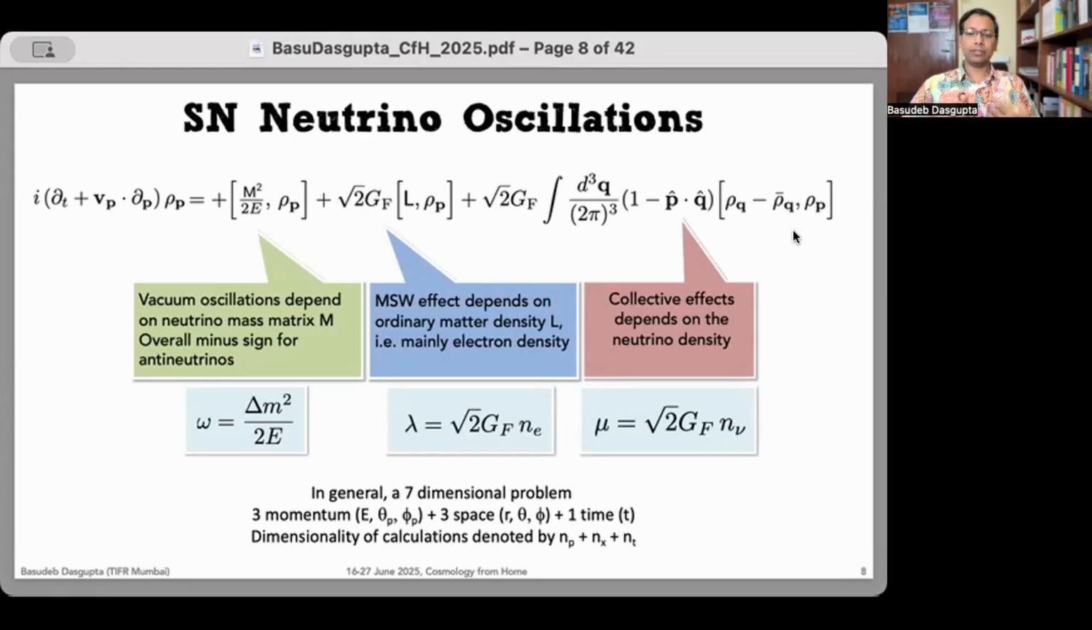Now you can see here that this is a really complicated problem because you have 4 derivatives and 3 integrals. And therefore, this problem has challenged our community for several decades.